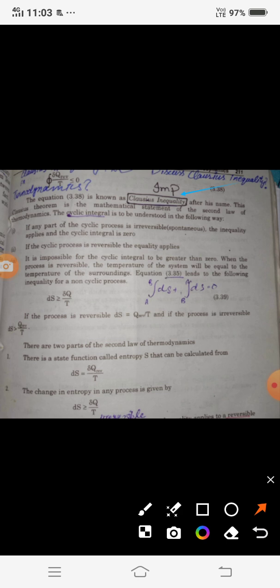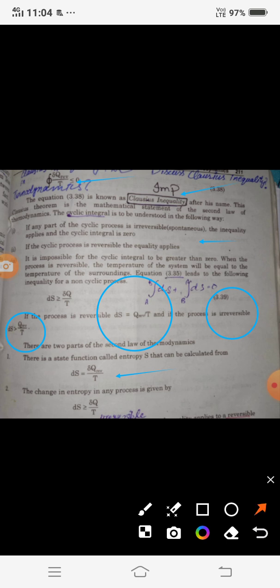There are some assumptions that are given by Clausius. Number one is that if any part of the cyclic process is irreversible, the inequality applies. It means that the inequality symbol will be used rather than the equal symbol in the equation of the entropy. If the cyclic process is reversible, then the equality symbol is used in this form, and if the cyclic process is irreversible, then the inequality sign is used.